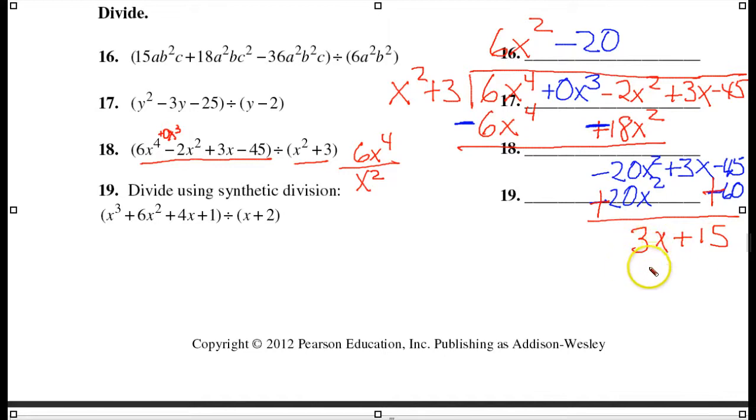And I could factor out a 3 there, but that's going to be over our divisor here, which is x squared plus 3. You could leave it this way or write it in its factored form. In the answer key, they left it this way. This over that, this plus this remainder. This would be okay too, but not here.